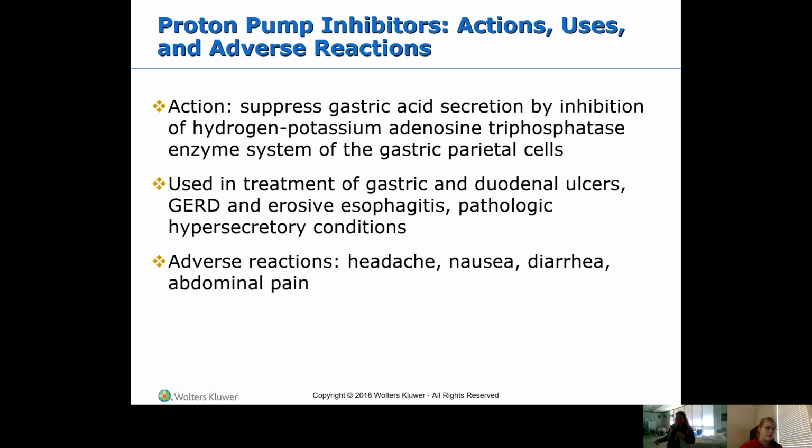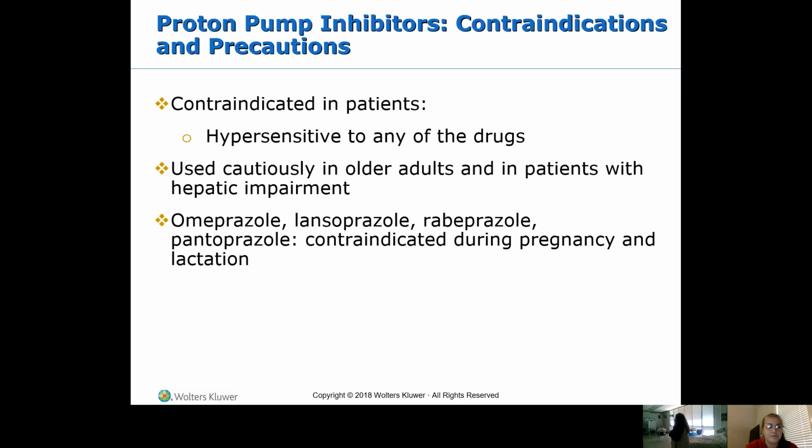Proton pump inhibitors, I already told you guys, they are going to be more at that site where the acid is being stimulated. It's stopping it there in its tracks. So it suppresses gastric acid secretion. Adverse reactions: headache, nausea, diarrhea, and abdominal pain. If y'all just think about it in such a way, we are messing with that equilibrium of the body. So most of our adverse reactions are going to have to do with the GI system for the most part.